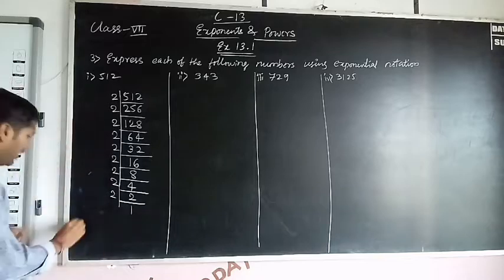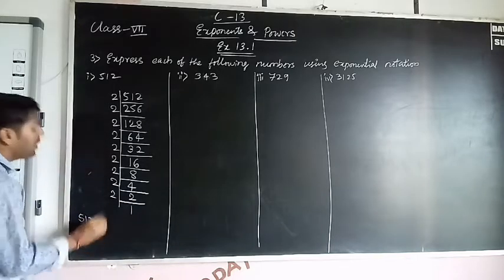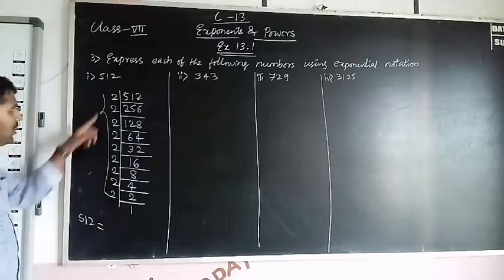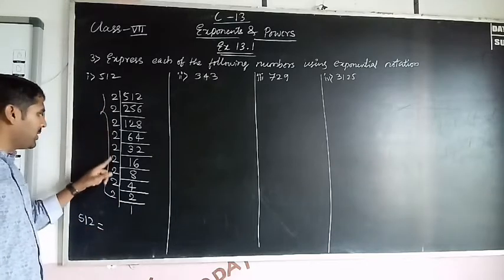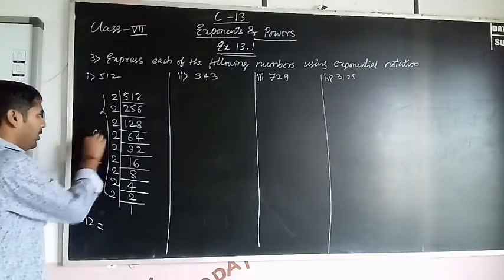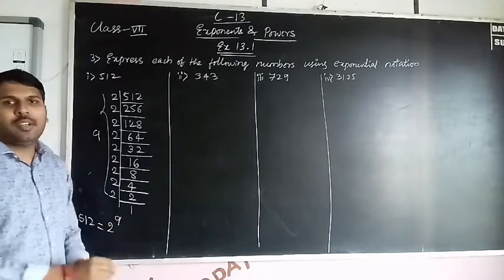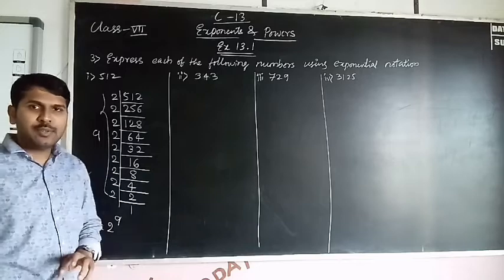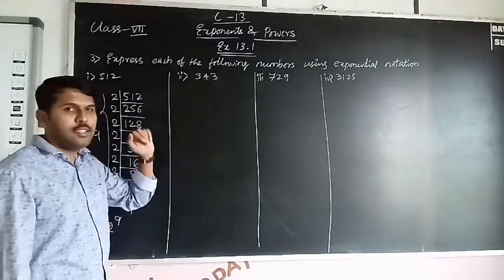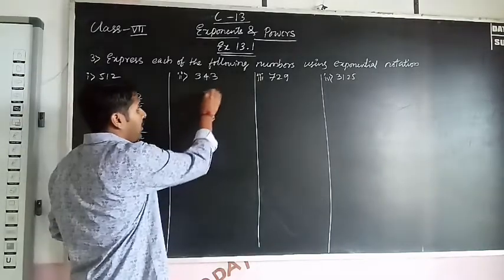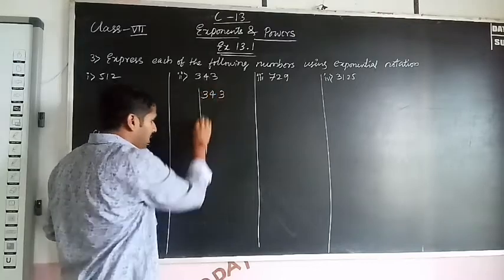So we can write it as, total how many 2s are there? 1 2 3 4 5 6 7 8 9. 9, no? That means 2 raised to 9. 512 equals 2 raised to 9. So next, 343.